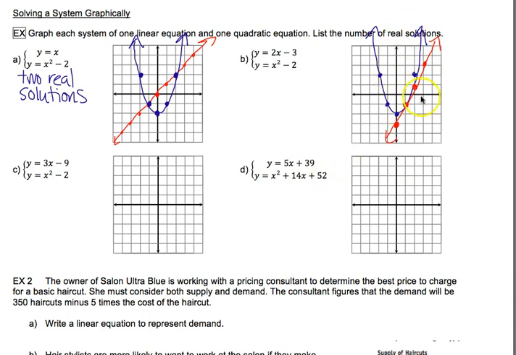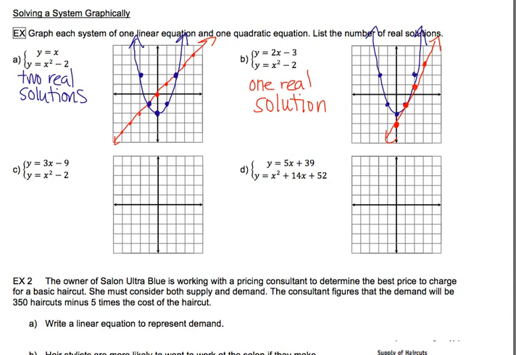And on this one, you'll see, because if I connected this, the blue is a little sloppy, but the red and the blue actually don't touch there. So this right here is the only intersection point, which means that in this case, what we're seeing is one real solution.